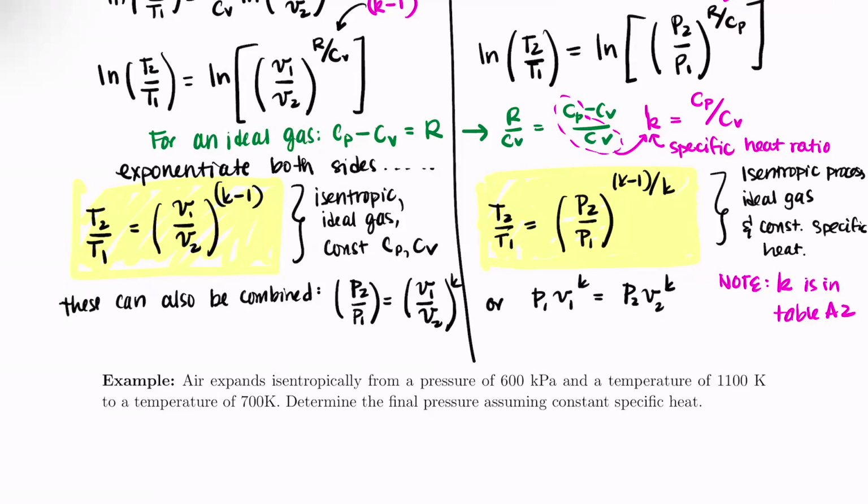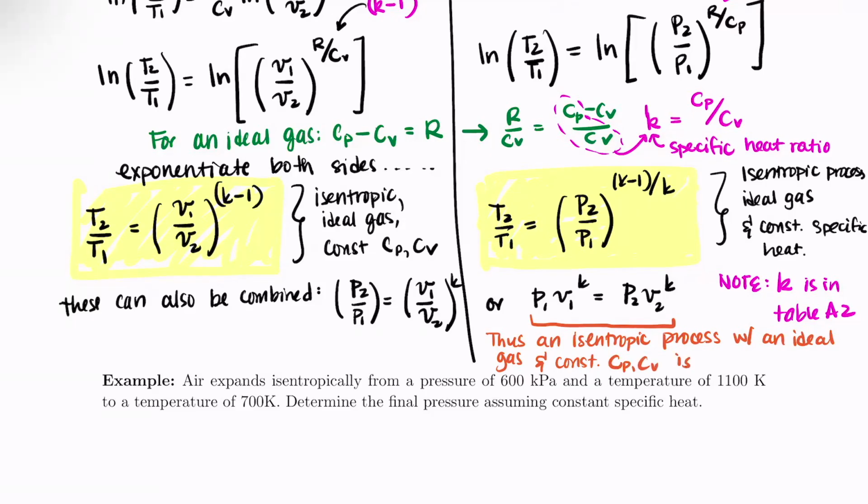And so to bring things back to something we talked about, I think in topic 2, there's something kind of interesting that we can observe here. So this means that an isentropic process with an ideal gas and constant specific heat is a polytropic process. Remember that?